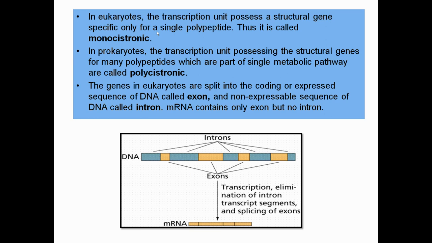And one more important thing, the structural genes of eukaryotes have so many intervening sequences which do not participate in the formation of polypeptide at all. They are just going to be eliminated from the final processed mRNA. So these are useless sequences being present along with the sequences which are going to code for the polypeptide.